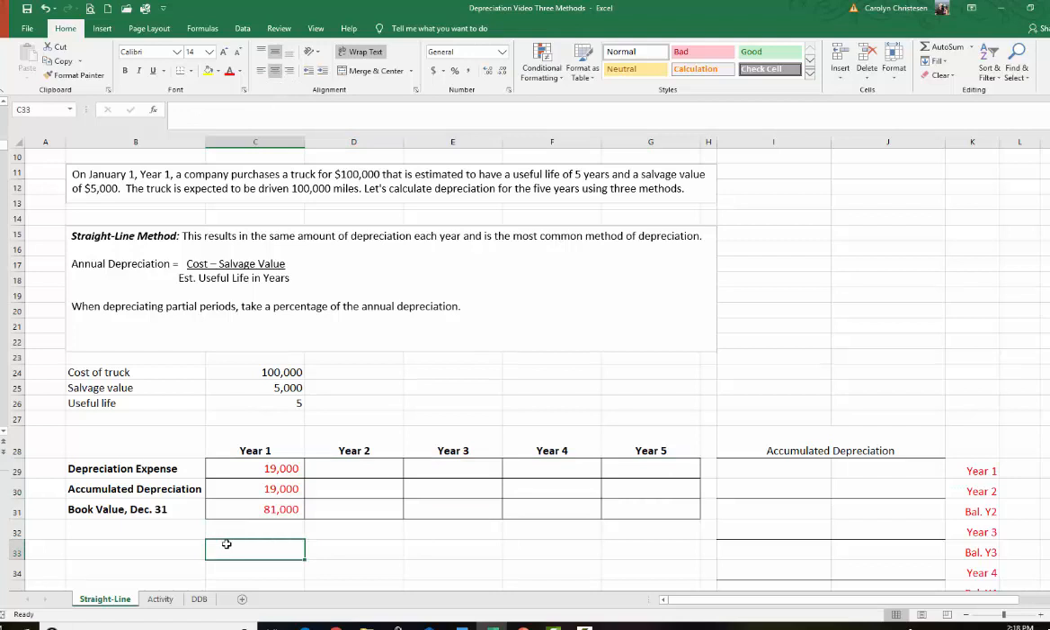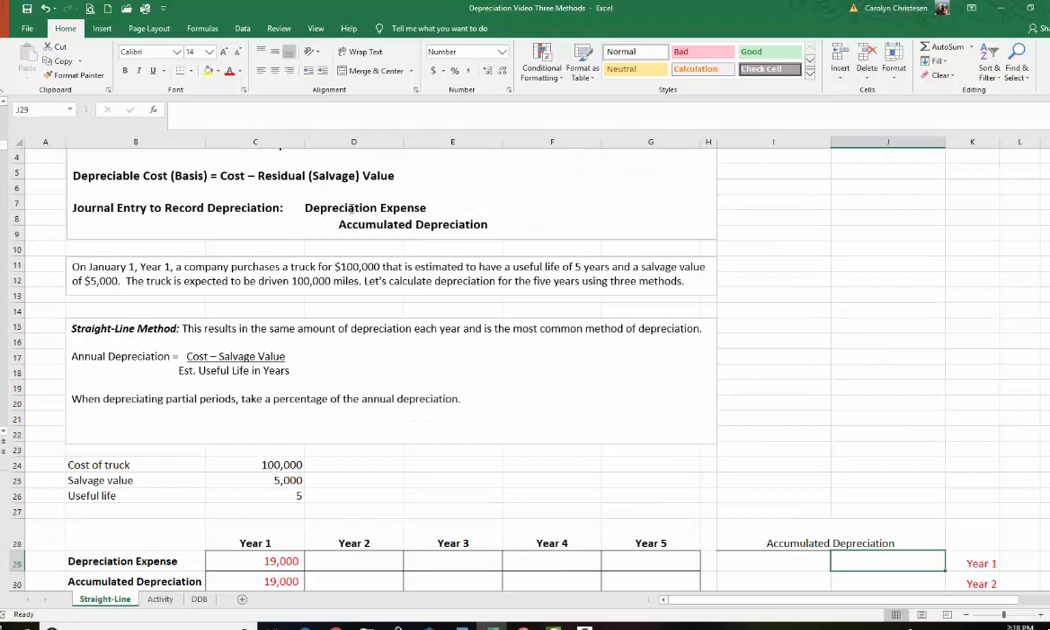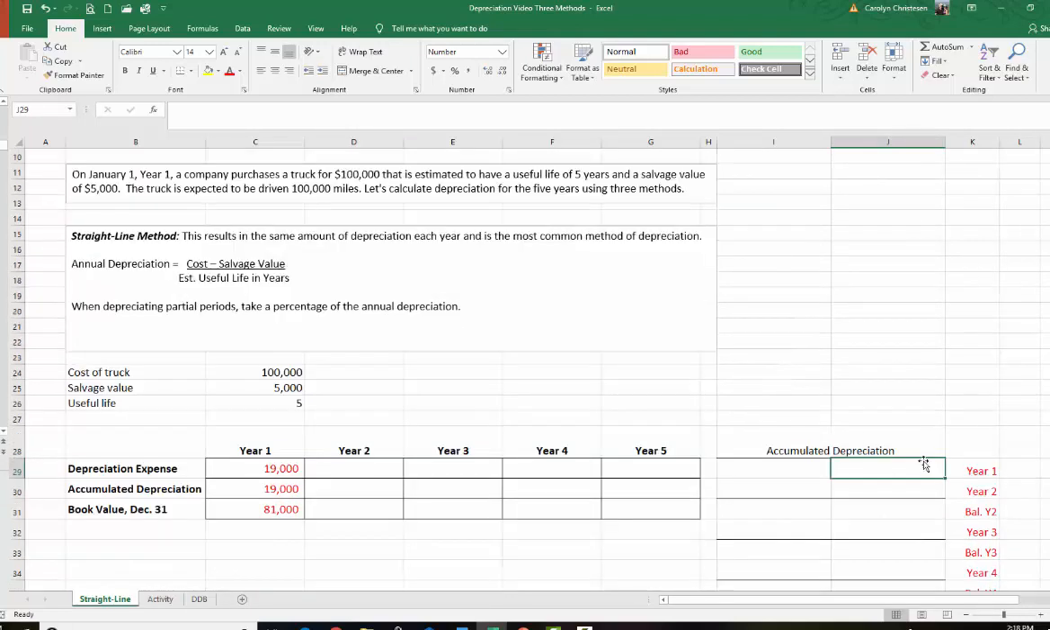All right. Over here I have a little T account for accumulated depreciation. Remember, it's a contra asset account. We debit depreciation expense and credit accumulated depreciation every year. So our entry for the first year is 19,000, and that's the only entry in there. So our balance at the end of year 1 is 19,000.